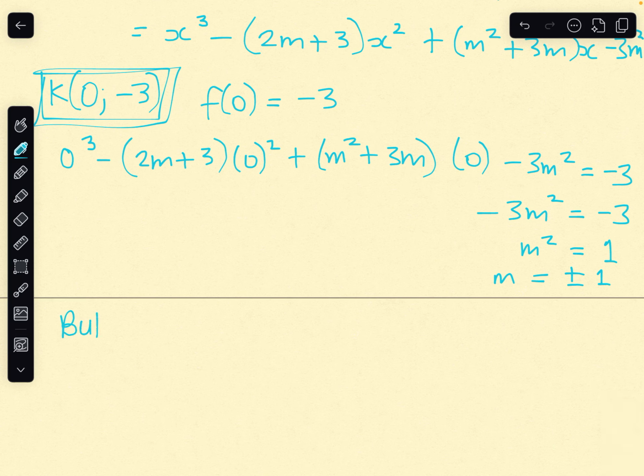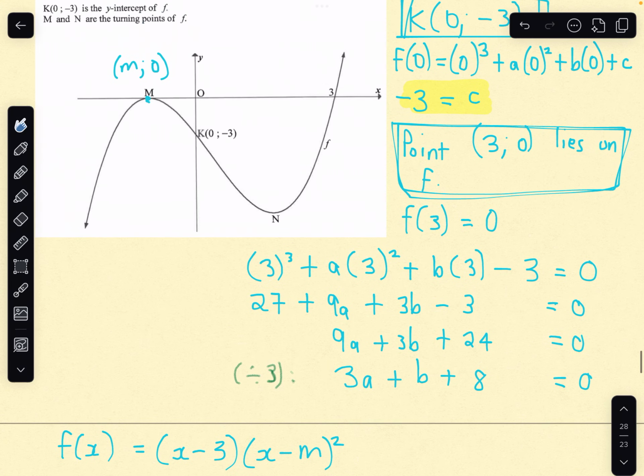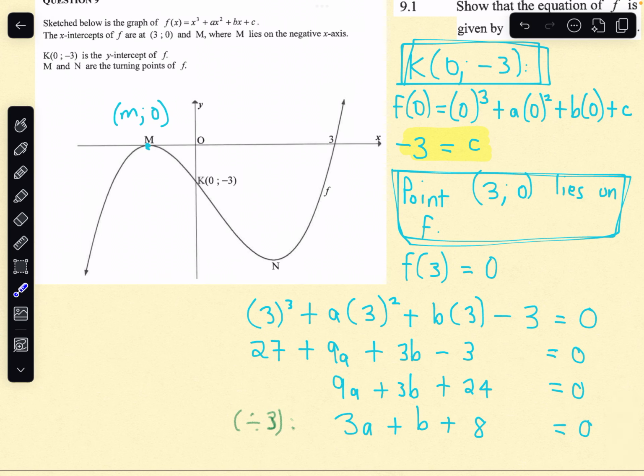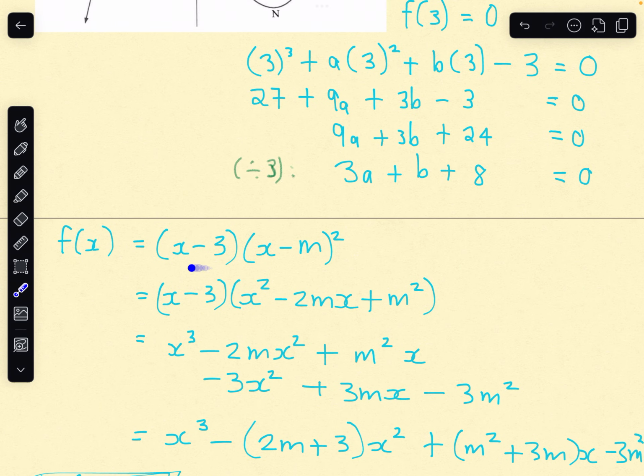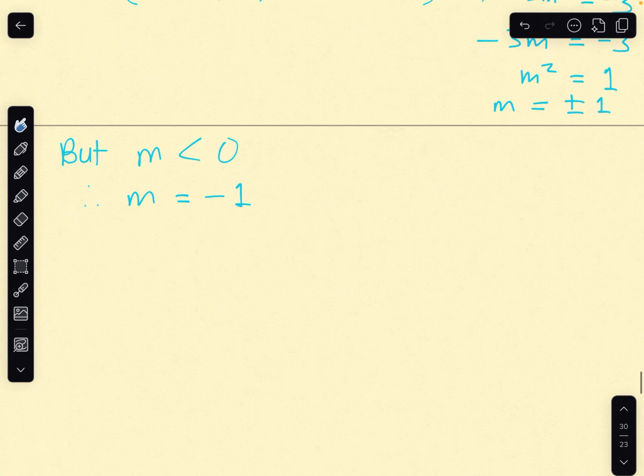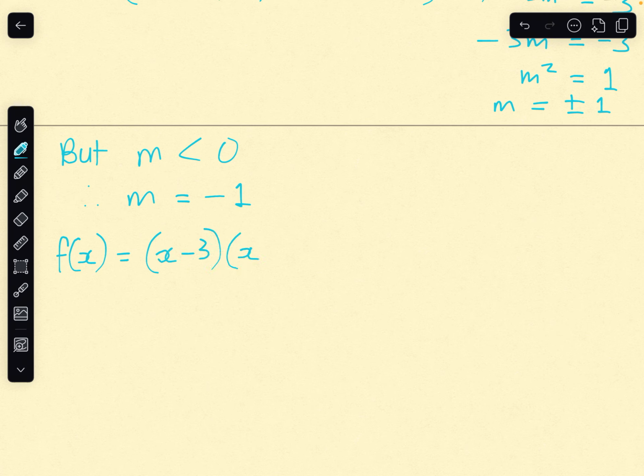But m is negative, so therefore m must be equal to negative 1. And then we can check, maybe, well, okay, we've already used this information, so we can't use it to check. We used this information to construct our function, right? That's where it's showing up. So yeah, we can't really be circular like that and use it to check. So essentially what we're saying is that our equation is x minus 3 times x plus 1 squared.